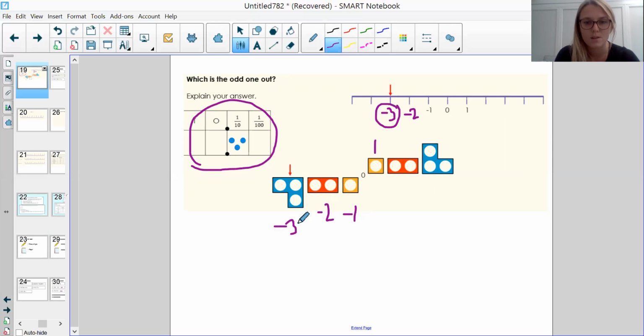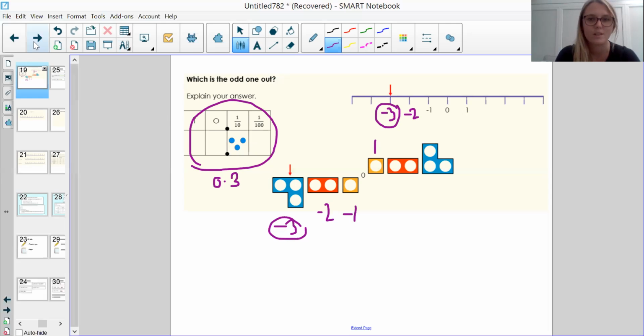Okay, so this one shows -3 as well, whereas this diagram here, we have got no place value counters in the ones column, but in the tenths column we've got 3 place value counters, so this diagram shows the number 0.3. Okay, and as you'll notice there's no negative symbol in front of it, so it isn't a negative number, so this is our odd one out.